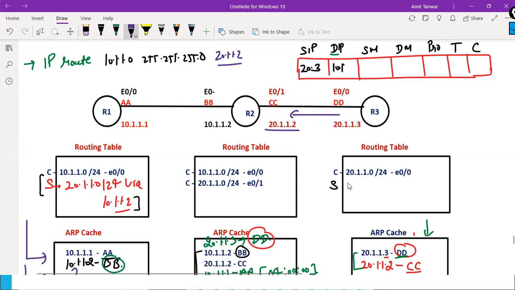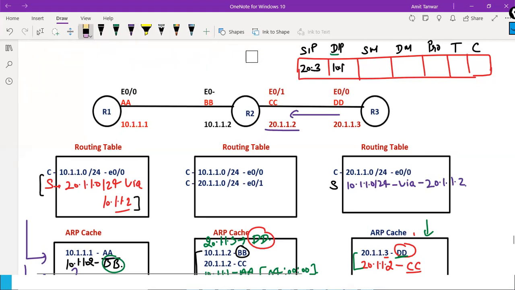And the entry will be 10.1.1.0 slash 24. And how to reach? Go via 20.1.1.2. Updated. Okay, entry done, static routing updated.